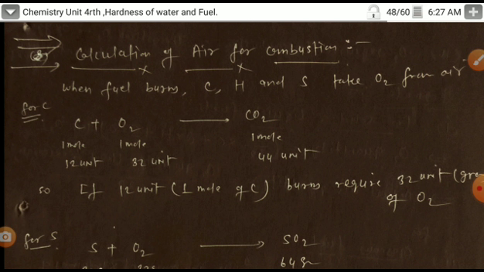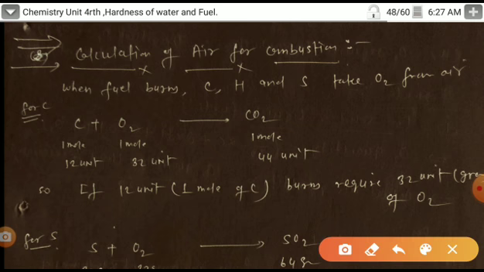Now from today's lecture we are discussing the calculation of air for combustion. That means how much air is needed for the combustion of a fuel. When a fuel is combusted, how much air is needed?